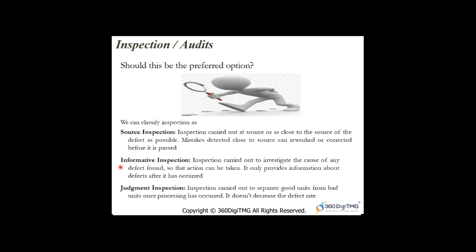The second inspection technique is called informative inspection. It is carried out to investigate the cause of any defect found so that action can be taken, right? It also provides information about defects after a defect has occurred.